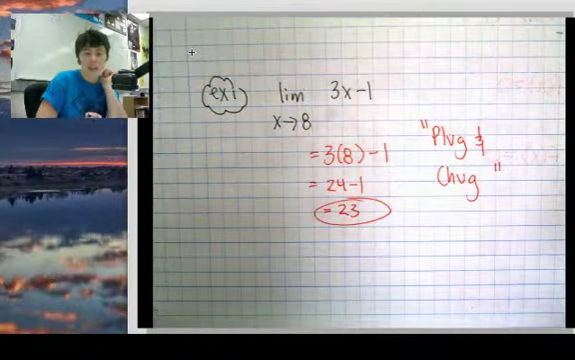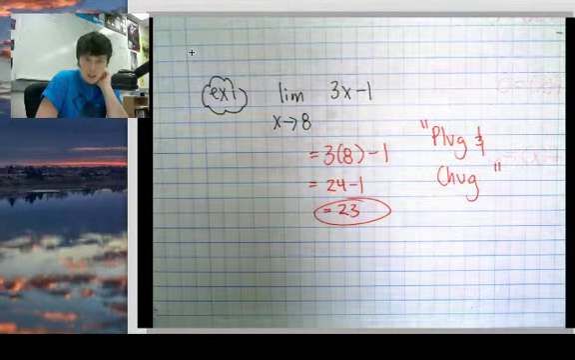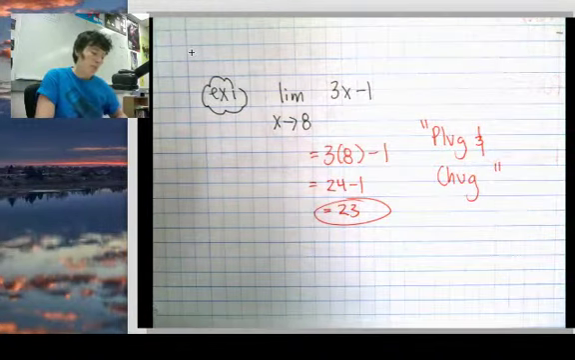So, plug and chug whenever possible. It's the best strategy for sure. But a lot of times you're going to run into problems. So let me show you some problems.